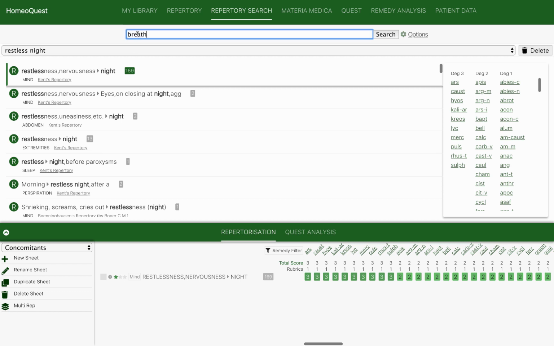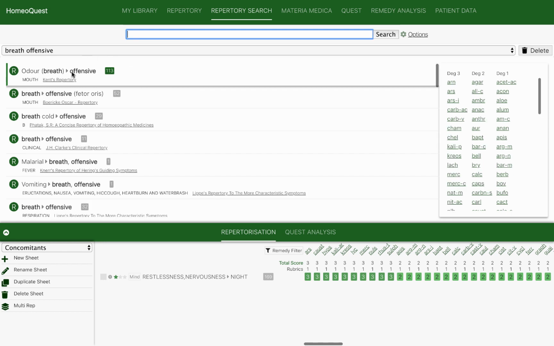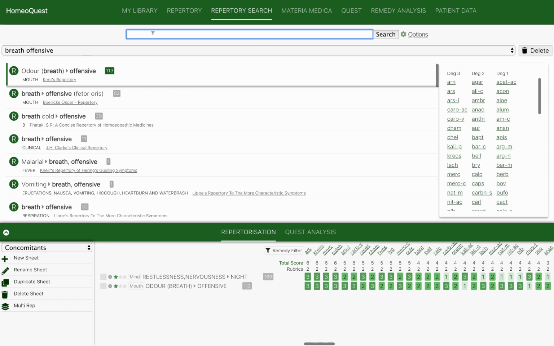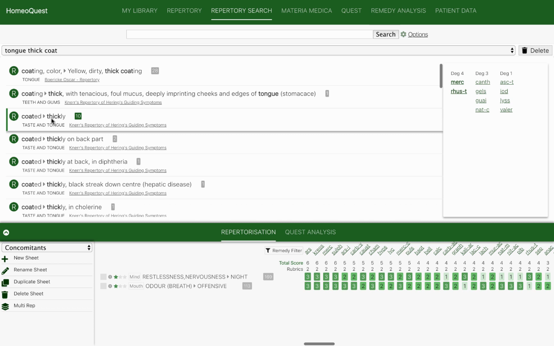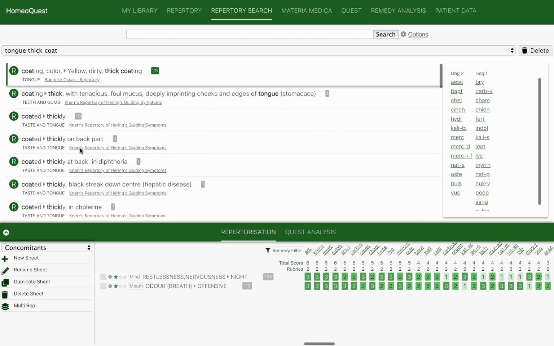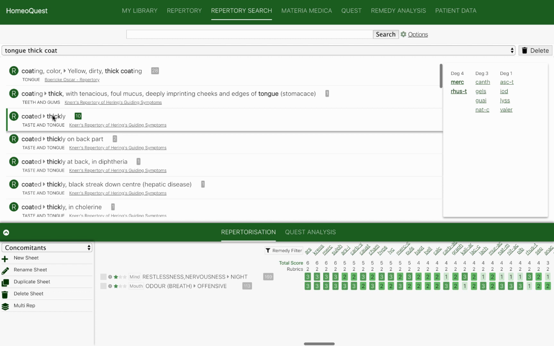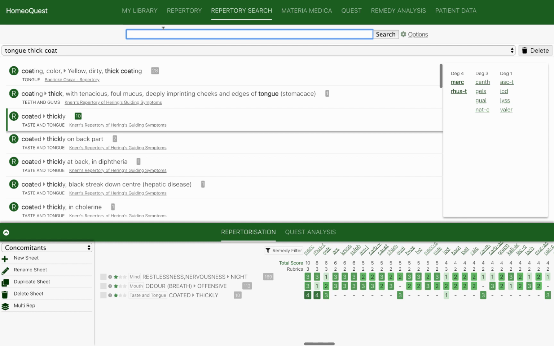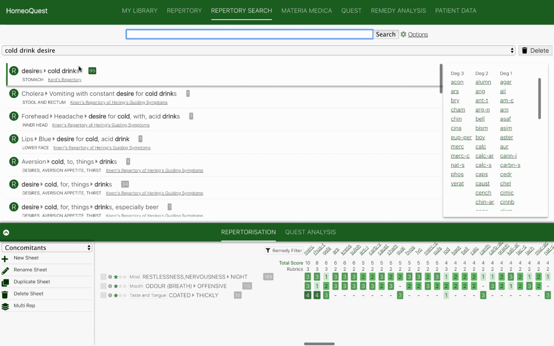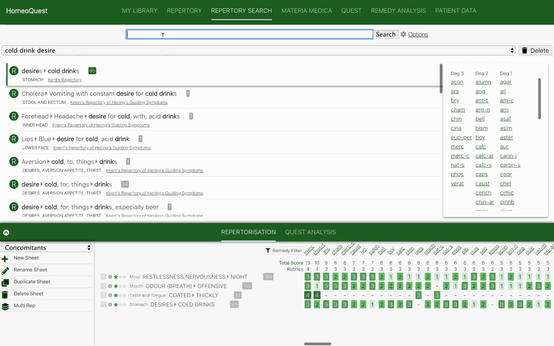Next one, breath offensive. Good one from Kent. Then we have tongue thick coating. Nair has a good one. Well, the biggest rubric I get here is from Nair. So let's try this. Not really big, but good enough for us. What else? Cold drink desire. Big one here by Kent.